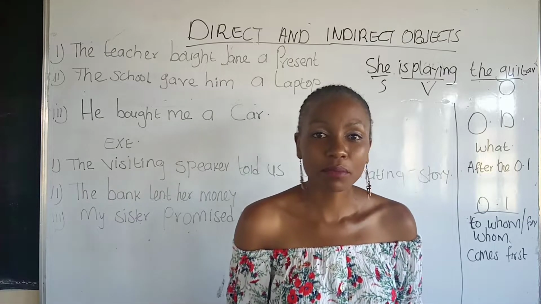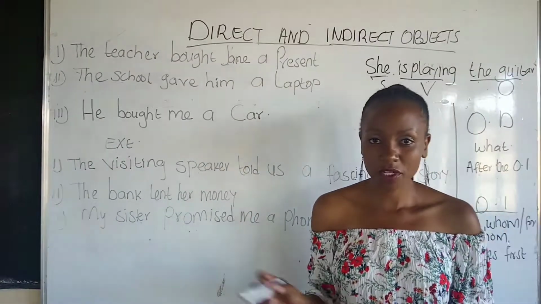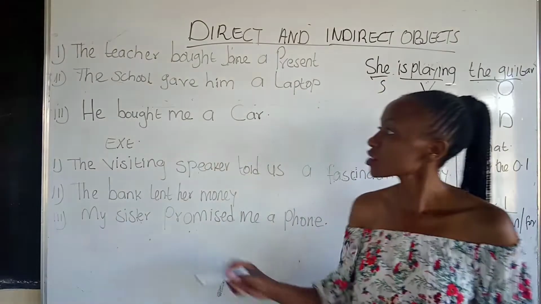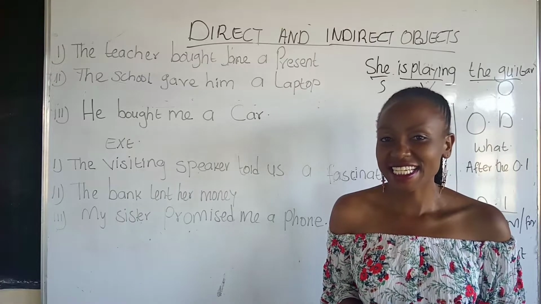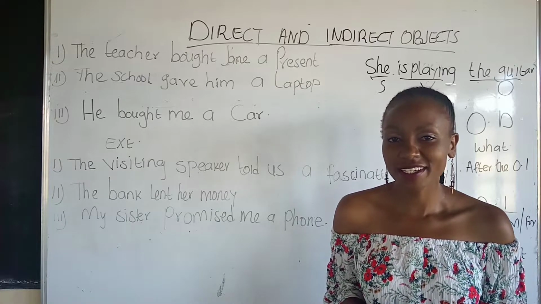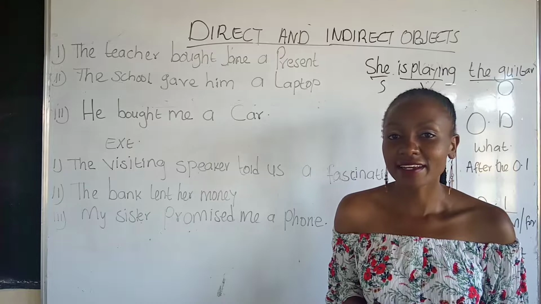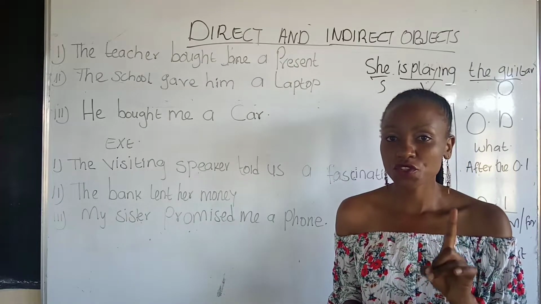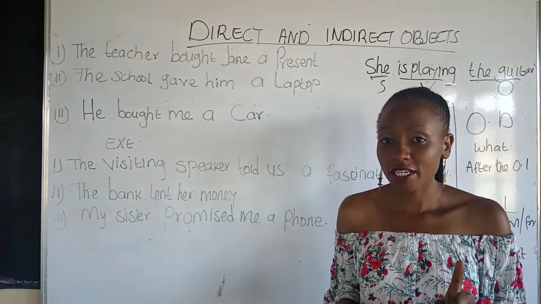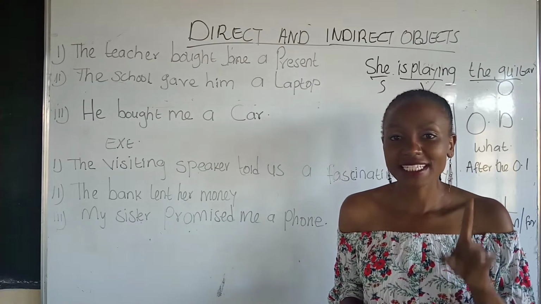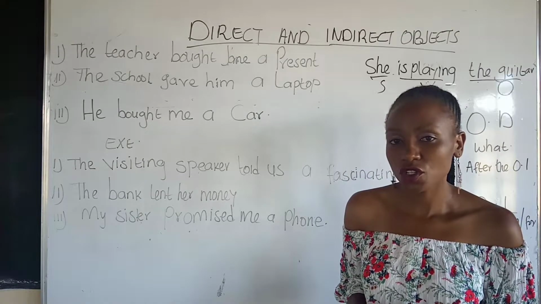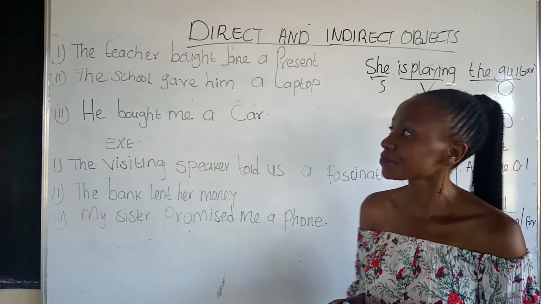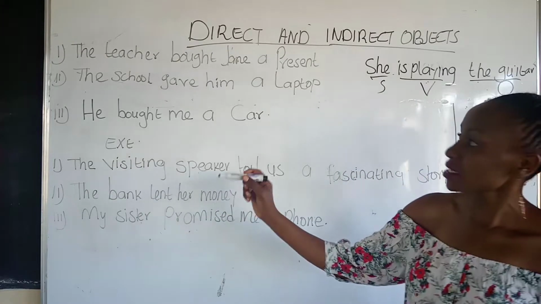Let's go to the examples. Number one, I hope you can see clearly. The teacher bought Jane a present. That is a sentence that has two objects, the direct and the indirect object. So let us use method one. We have said the direct object answers the question what, indirect object answers the question to whom or for whom. So let us analyze it.